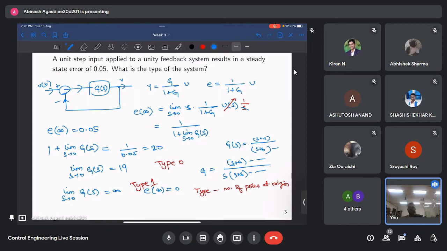So from that we can say that the system is of type 0, because if anything else, either type 1, type 2, type 3, whatever, we'll get infinity as the value for limit s tends to 0 g of s, and consequently we'll get the error going to 0. So that is why we always need at least one integrator for the system to track a step response. Is that clear? Yes. Okay. Any other questions in this part? Okay, I'll move ahead.